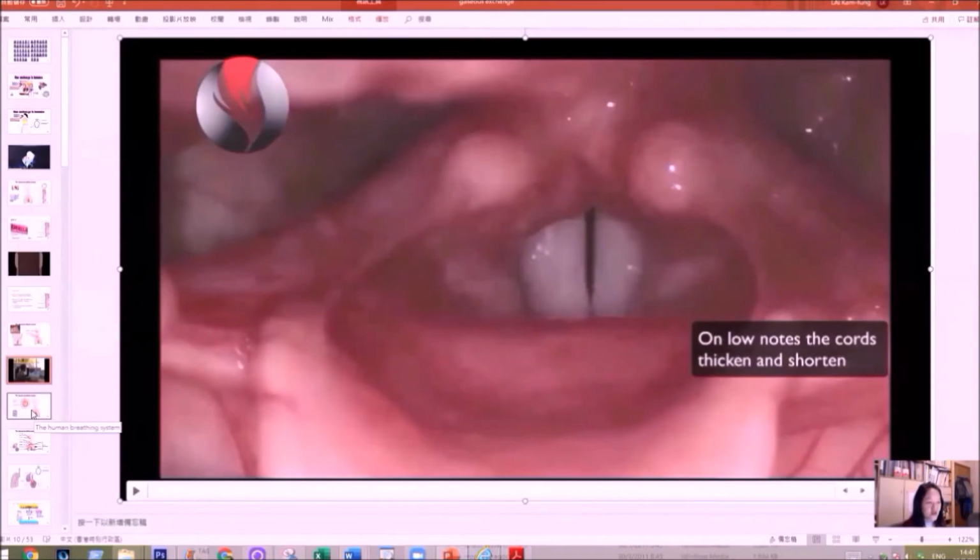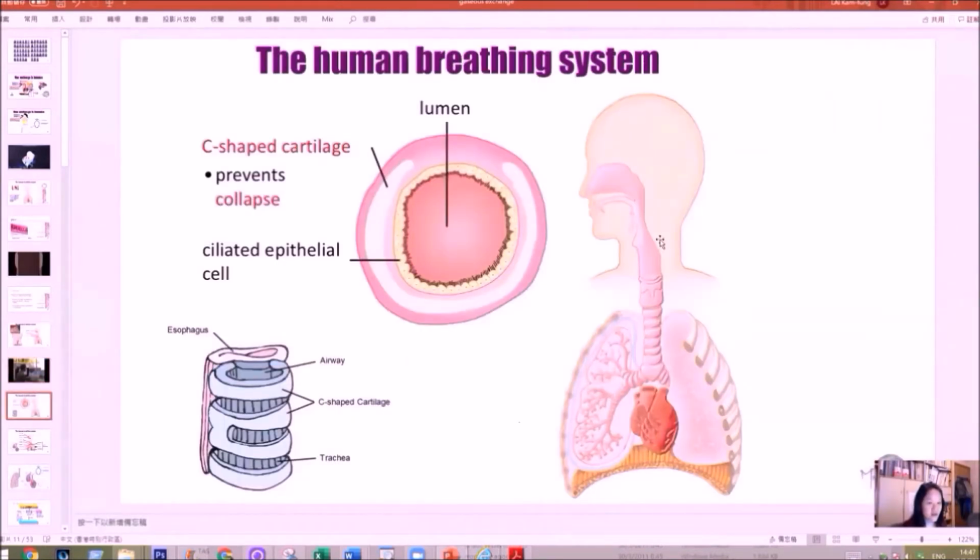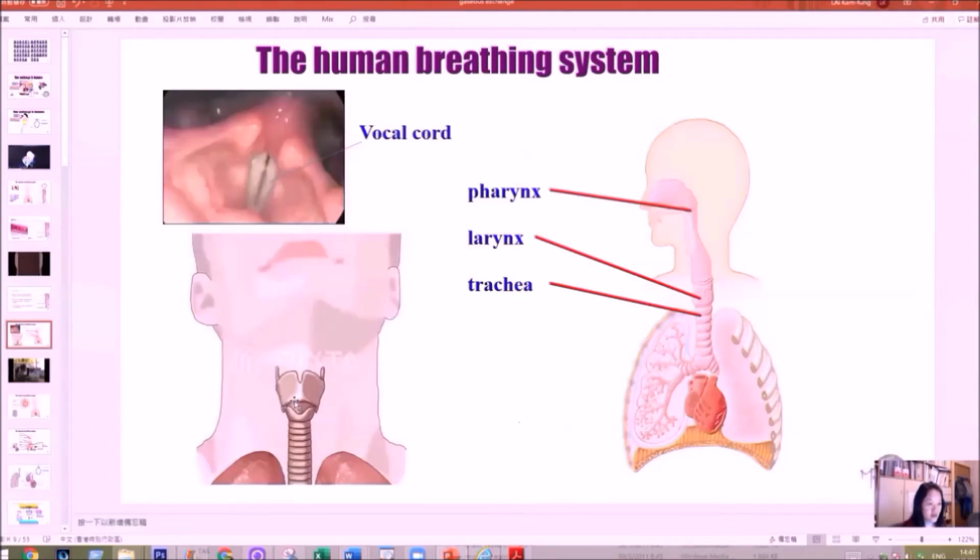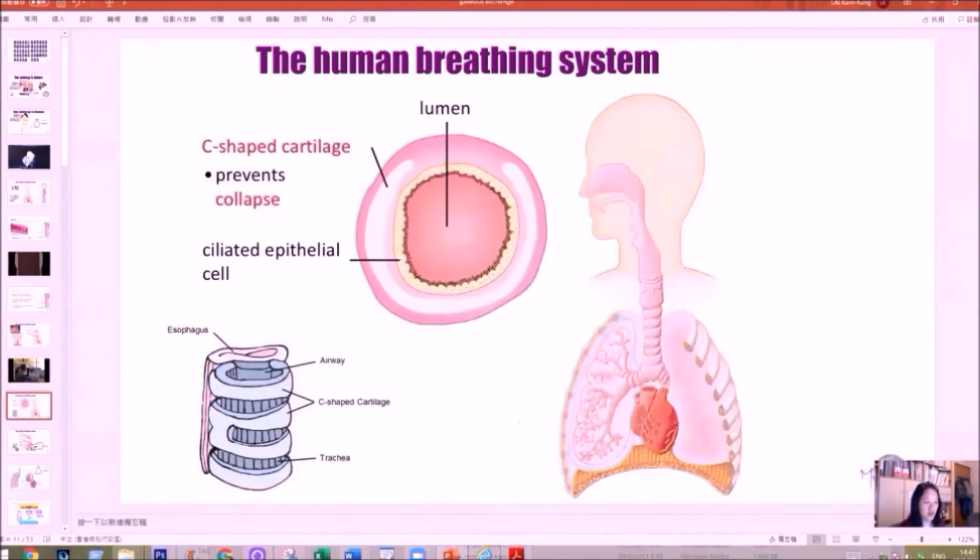Okay, so this is how you produce sound. And this voice box is somewhere here in the larynx, which is the top of the trachea, which holds the two vocal cords. Okay, and then we will look at the other structure, cartilage.